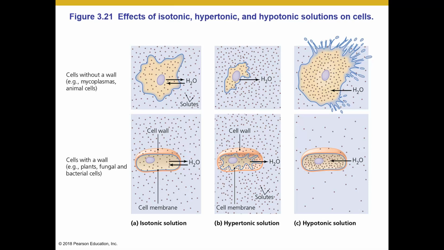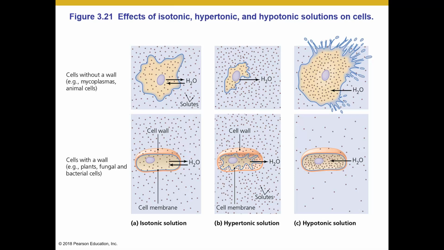This is one of the most important clinical slides. It shows what happens to cells in different environments. Isotonic: equal concentration in and out, cell stays the same. Hypotonic: more water outside, water moves in, cell swells and might burst if no wall. Hypertonic: more solute outside, water moves out, cell shrinks, plasmolysis. Bacterial cell walls help prevent bursting, but human cells can't handle this as well.